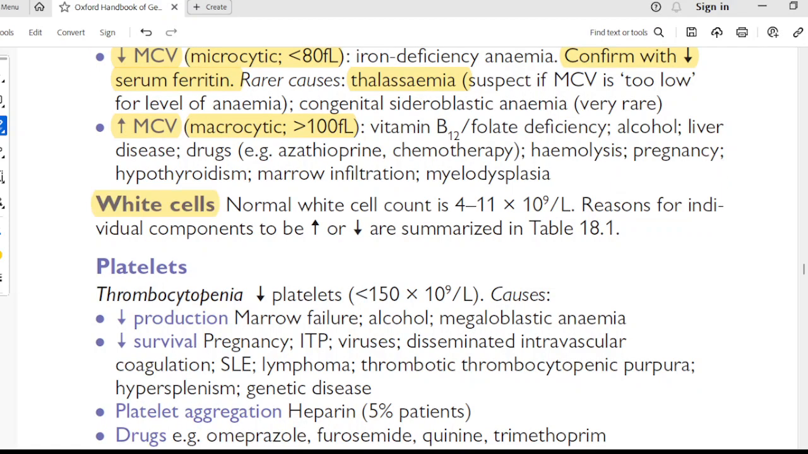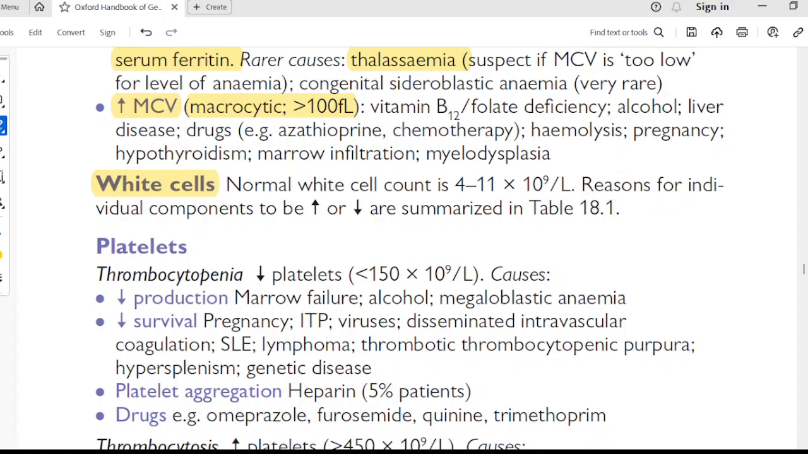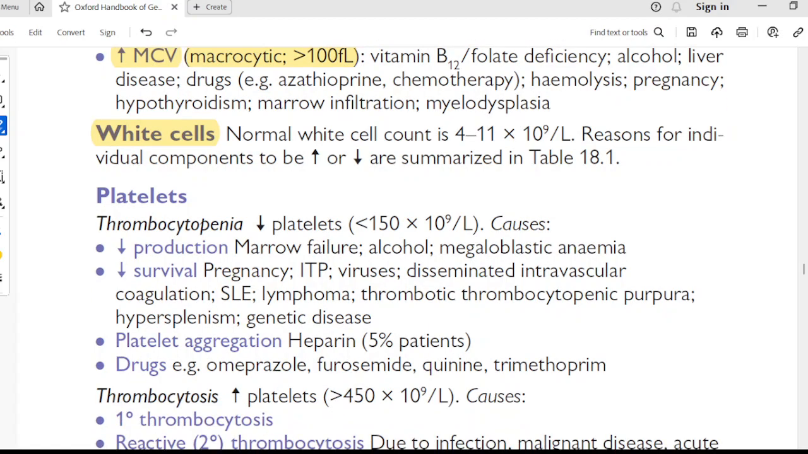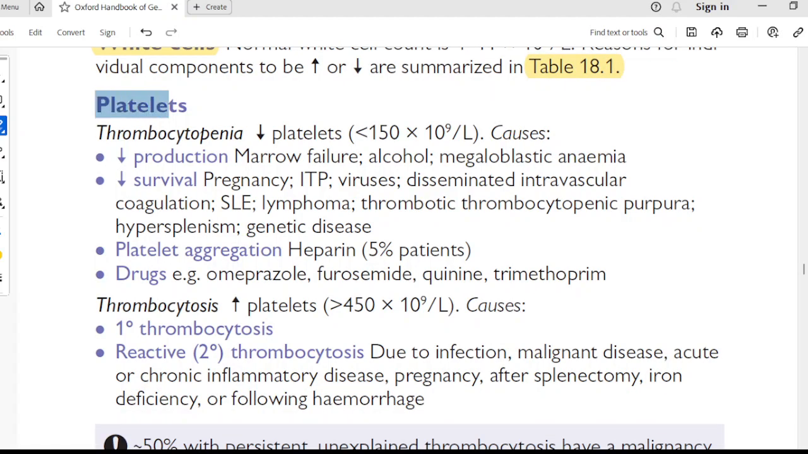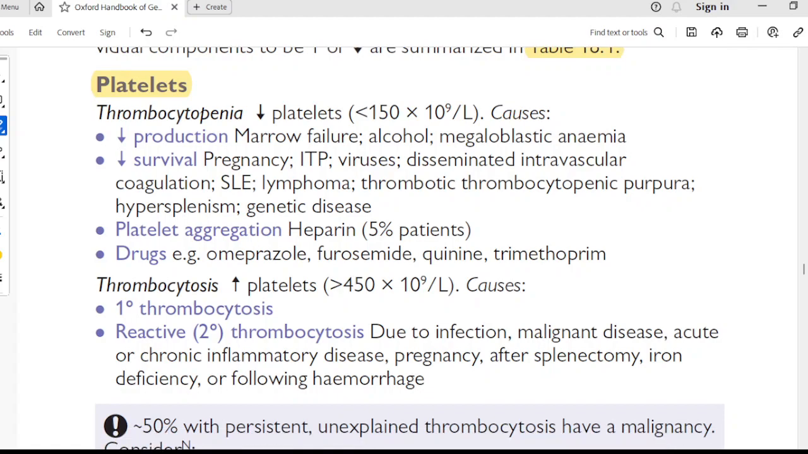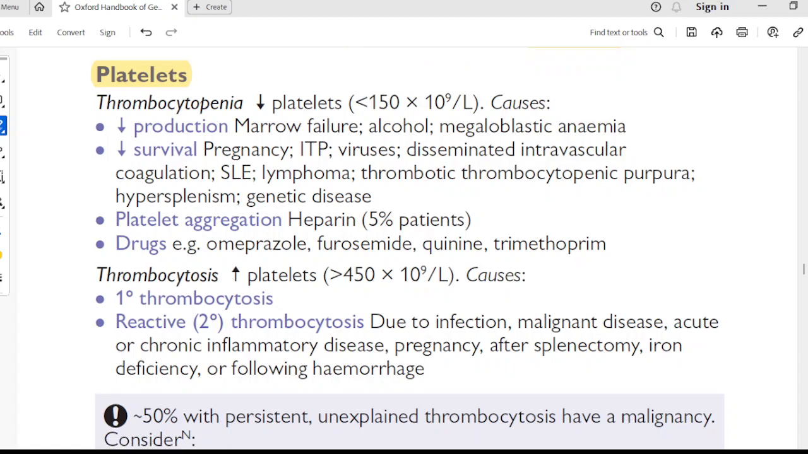White cells. Normal white cell count is 4 to 11 x 10^9. Reasons for individual components to be higher or low are summarized in table 18.1. Platelets. Thrombocytopenia, decreased platelets, that is less than 150 x 10^9 per liter. Causes are decreased production: marrow failure, alcohol, megaloblastic anemia. Decreased survival of the platelets: pregnancy, ITP, viruses, disseminated intravascular coagulation, SLE, lymphoma, thrombotic thrombocytopenic purpura, hypersplenism, genetic diseases.